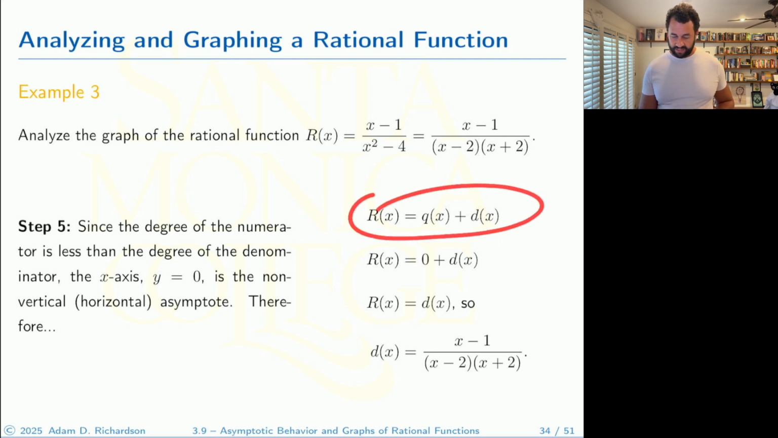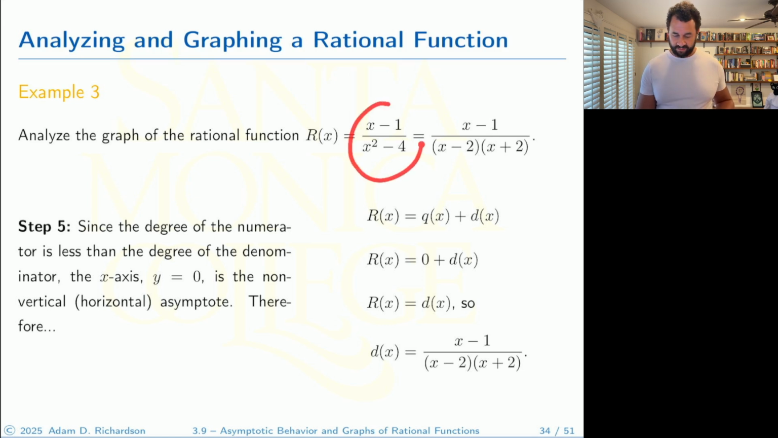So r of x is literally 0 plus d of x, which means r of x is equal to d of x. So d of x is just r of x itself. This is what happens when the degree of the numerator is already less than the degree of the denominator.